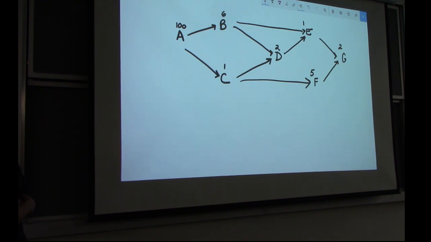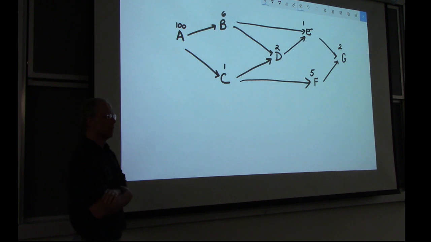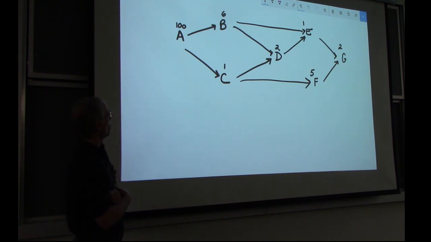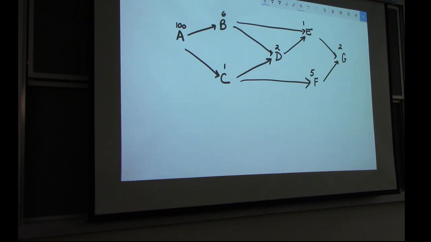There are no cycles. And so the problem is, given a pair of cities, tell me what is the least amount of dollars you have to pay to get from one city to the other. So what would be the answer for A and G?